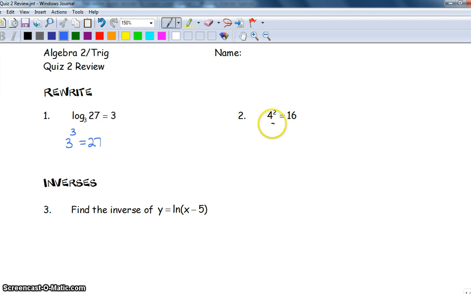If I want to rewrite from exponential to logarithmic, this is going to be our base. Your exponent is what your number is equal to, and 16 goes there. So you have to be able to rewrite going in between both of your forms.